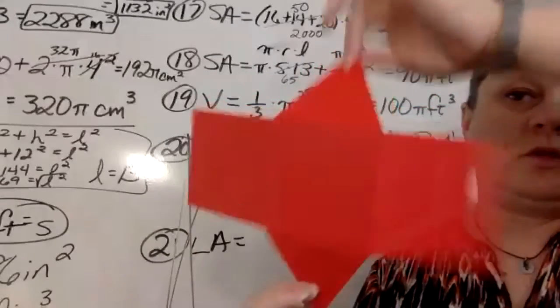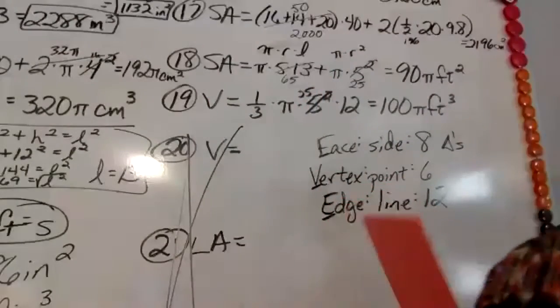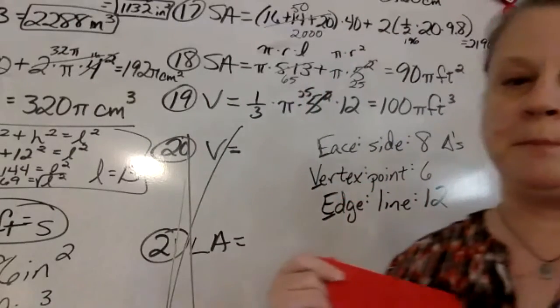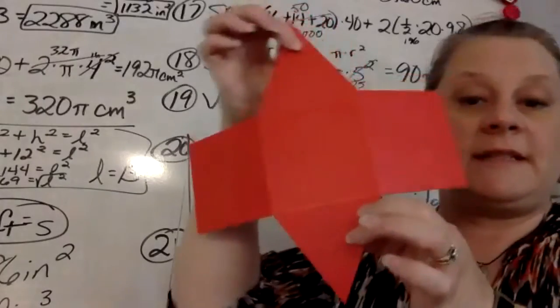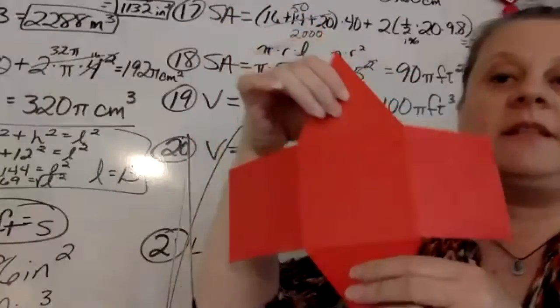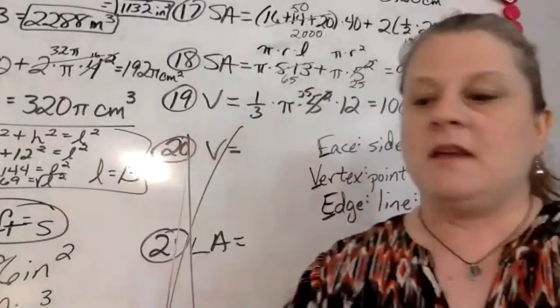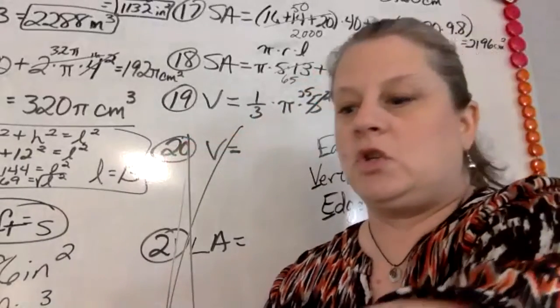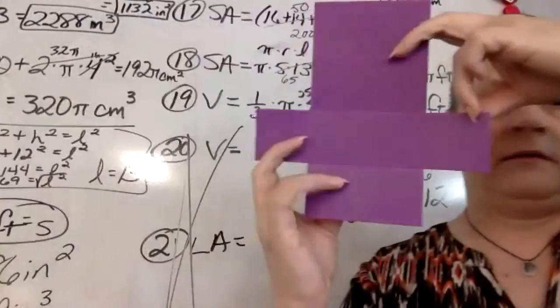2 triangles. 2 triangles. So if it's got 2 triangles, is it going to be a pyramid or is it going to be a prism? Prism. It's going to be a prism because it's got 2 bases, 2 triangular bases. So it's a triangular prism, okay? Because it's got 2 bases.